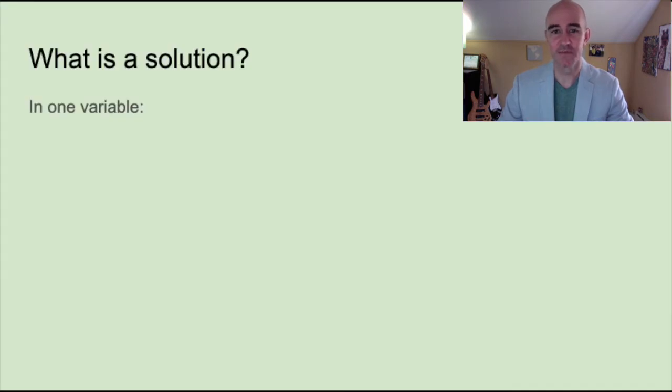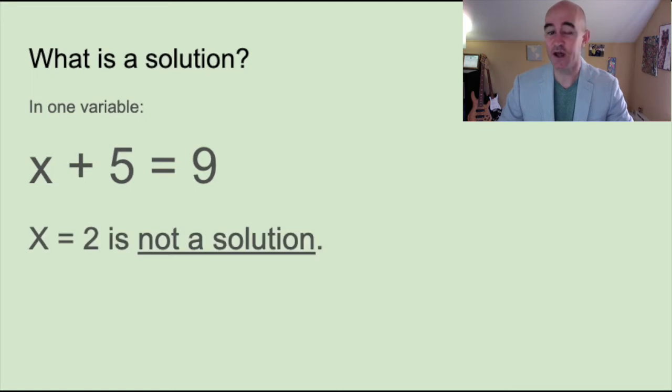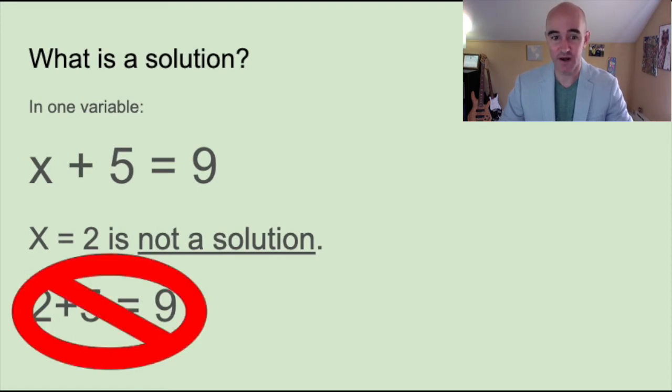What does it mean? Well, if we have an equation like this one, x plus 5 equals 9, you can probably already tell what the one solution is going to be. But you might not have thought about what it might mean for something to not be a solution. x equals 2 is not a solution. The reason is that when x is equal to 2, the left side of the equation is equal to 7, and the right side is equal to 9. 7 equals 9 is not a true statement. Therefore, x equals 2 is not a solution.